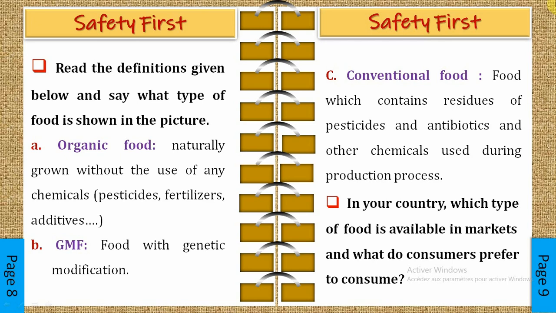Once the matching is done, the teacher directs learners' attention to the three definitions given. He asks them to read those definitions and to decide which type of food is shown in the picture displayed previously. After that, the teacher interacts orally with learners, asking them about the types of food available in the market in their country and what type of food consumers prefer to buy.